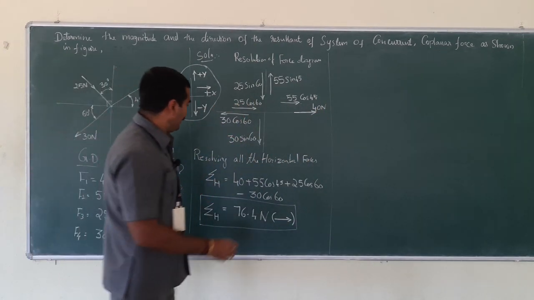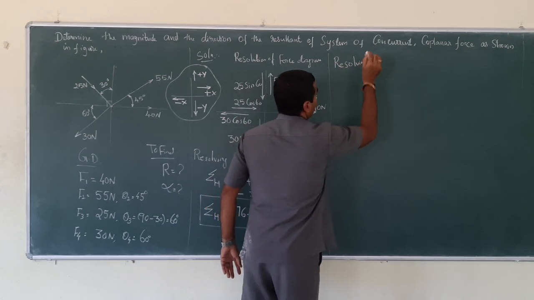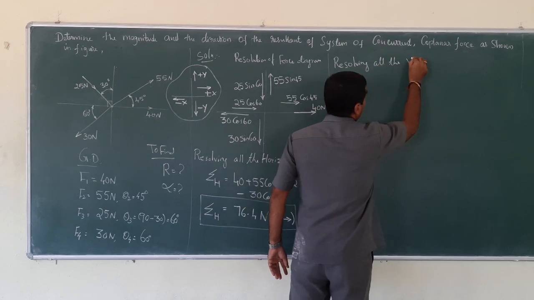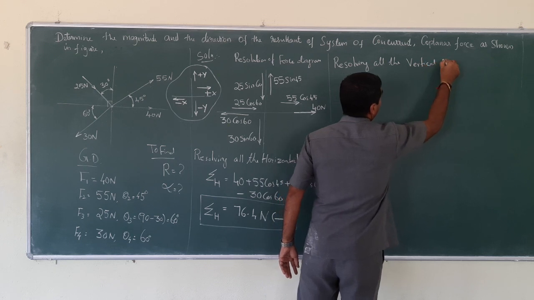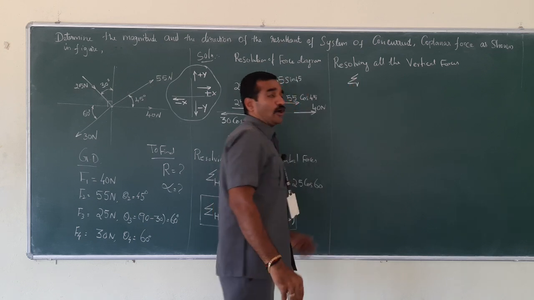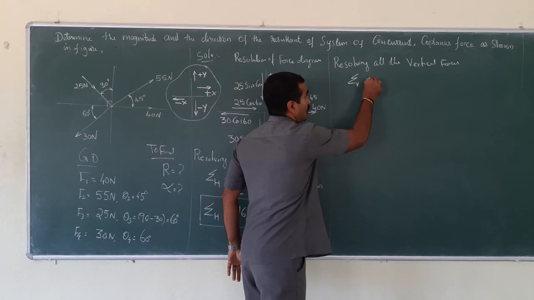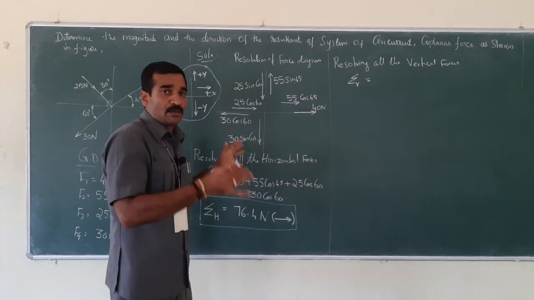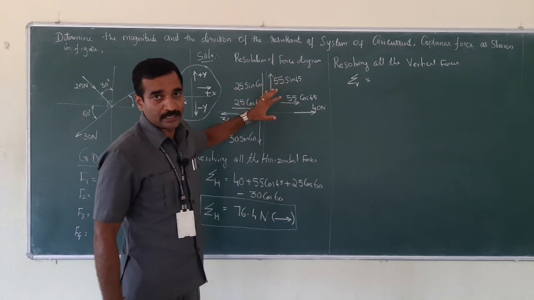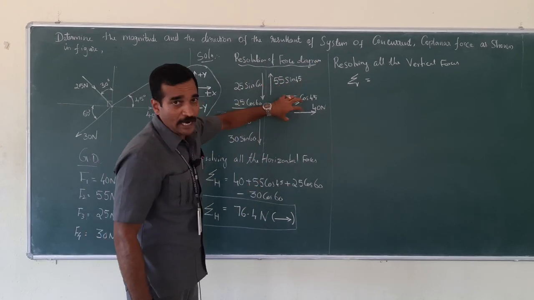vertical forces. Resolving all the vertical components or vertical forces. Summation V, that is sum of all vertical components or sum of all vertical forces, which is equal to, so I need to just sum all the components, that means all the four quadrants in this resolution force diagram, isn't it? So this is a resolution force diagram. From here I need to consider. Let me just start with the first quadrant.